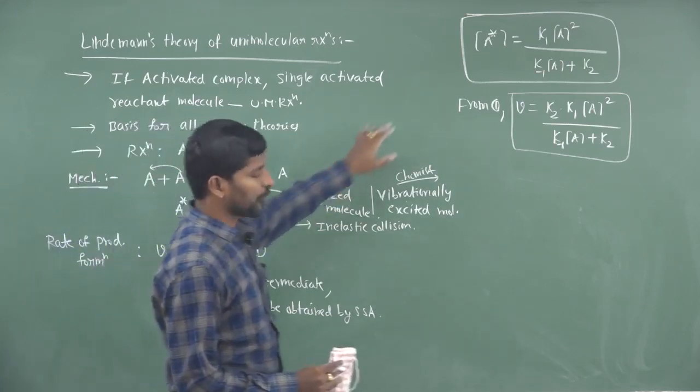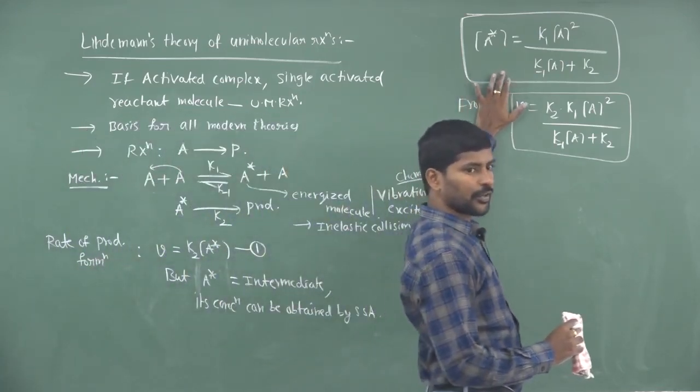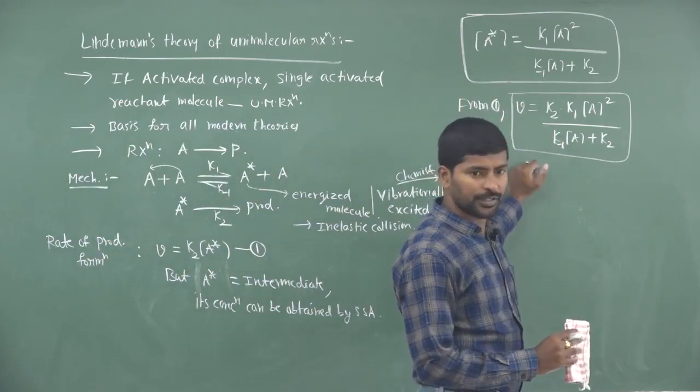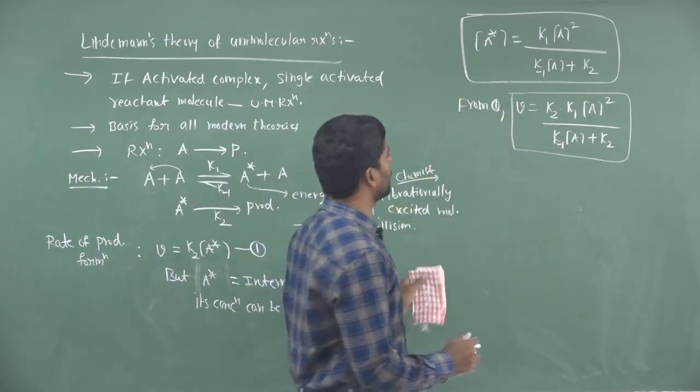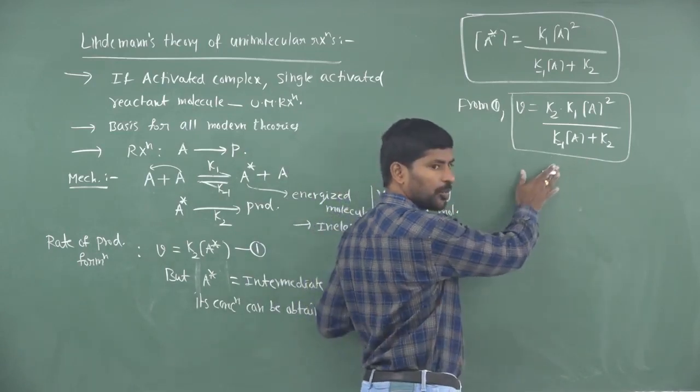What is concentration of A star? That we got by using steady state approximation, that we substituted, and then K2 K1 A square by K minus 1 into A plus K2. This is the rate equation proposed by Lindemann.